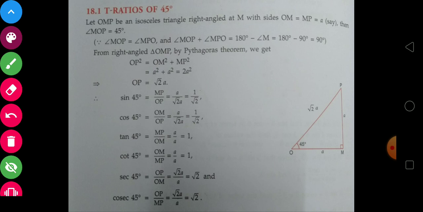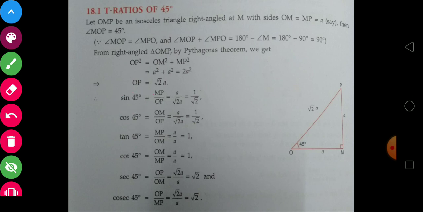Now in this triangle you have the values of all the three sides. Two sides are A and the hypotenuse is root 2A. So if this angle 45 is into consideration, let us find the value of all the trigonometric ratios for this angle. First one is, suppose I take sine 45. So what is sine? Sine of an angle means it is height upon hypotenuse, right?